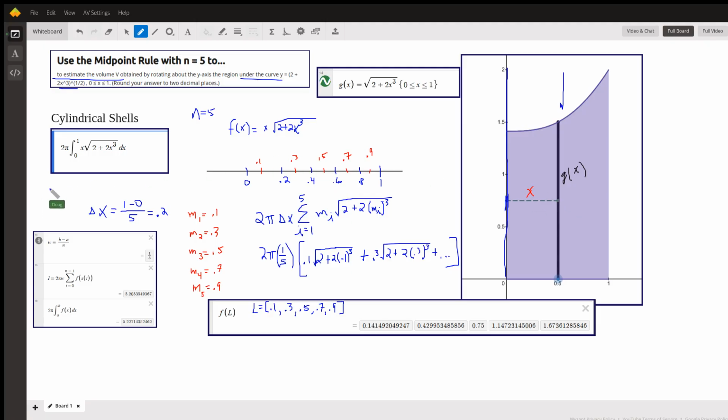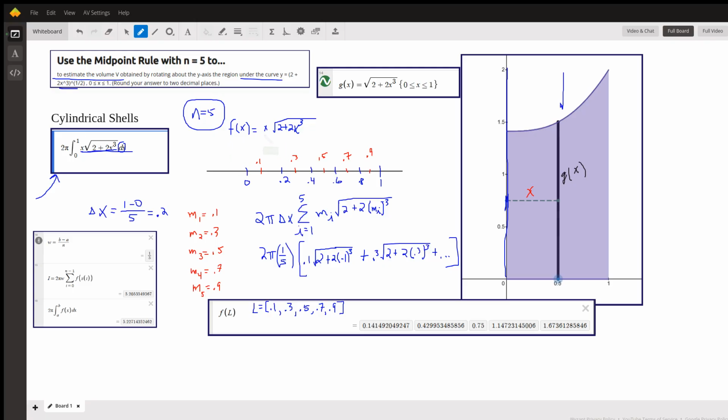And so this is the integral that we want to evaluate using cylindrical shells: 2 pi times the definite integral from 0 to 1 of average radius, height of the shell, width of the shell. Okay. And we're supposed to use n rectangles. By the way, you can't really find an antiderivative for this function, so we have to use numerical methods. And you're supposed to use the midpoint rule.